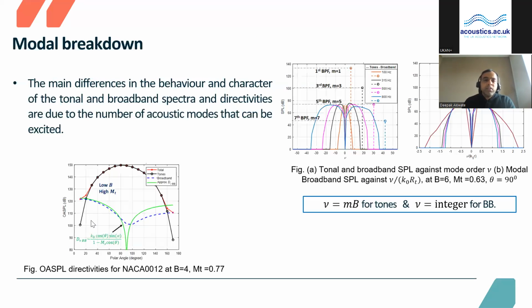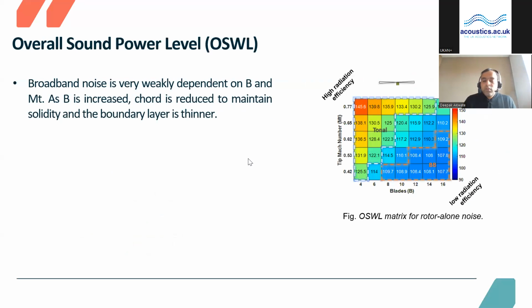So we saw the spectral characteristics as well as the directivities, but in order to see where the tones dominate and where the broadband noise dominates with respect to the change in blade number and tip speed, we looked at the overall sound power level, which, as I already mentioned, is an integrated number over the frequency as well as the space. I have shown the overall sound power level in a 2D matrix where the x-axis shows the number of blades and the y-axis shows the tip speed going from 0.40 to 0.77.